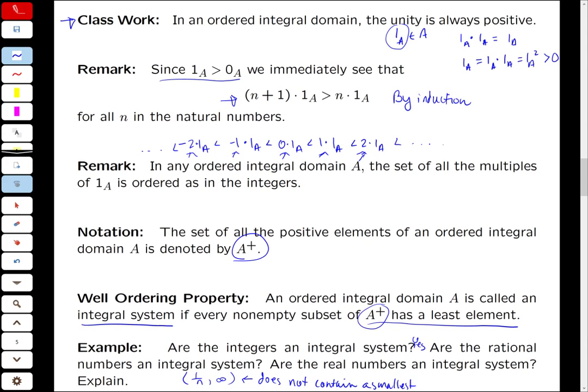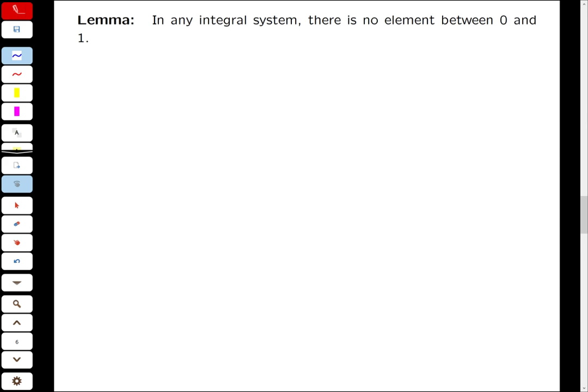Pen stopped writing. So this one is going to be no. And then are the real numbers an integral system? Same reason, no. Keep that in mind because we're going to be using that property. In any integral system, there is no element between 0 and 1. So let A be an integral system.